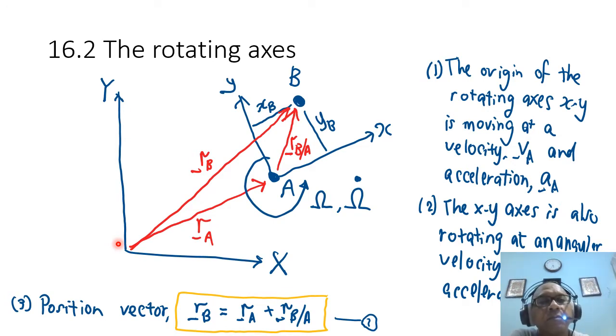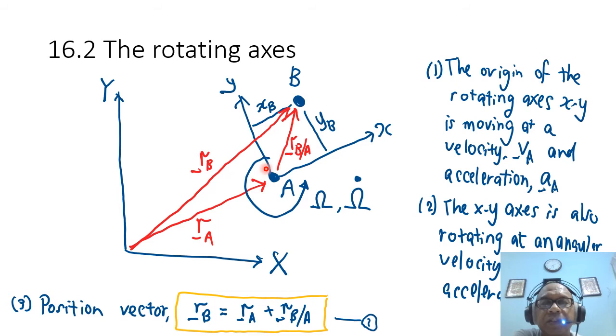Let's say that our global axis is this X and Y, and we have a rotating axis, a small x and y. This axis is rotating, and we are measuring the movement of a particle B relative to our rotating axis. This rotating axis has its origin at A, and it is rotating at an angular velocity of omega, and also an angular acceleration of omega dot.